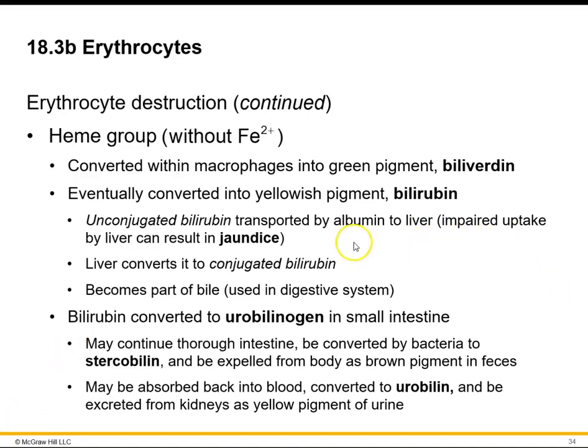Okay, why do some people get jaundice? This is a condition where the skin yellows, the whites of the eyes yellow, okay? And you see this in people who have liver disease. And one of the reasons for this is because that unconjugated bilirubin can't be taken up by the liver. Okay, so it just hangs out in the bloodstream and it gets deposited in the tissues. And that's what jaundice is.